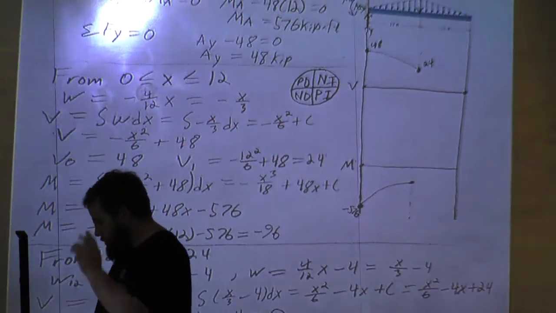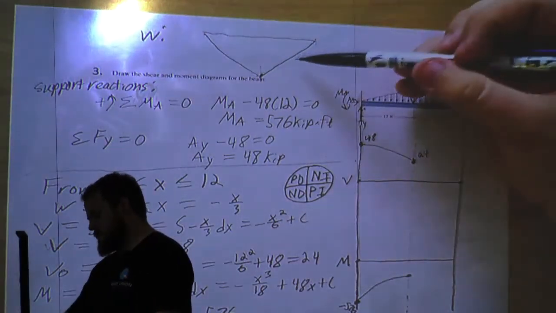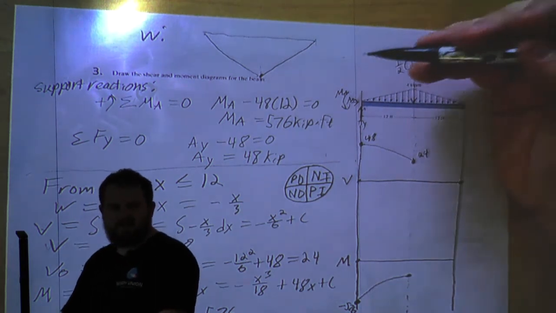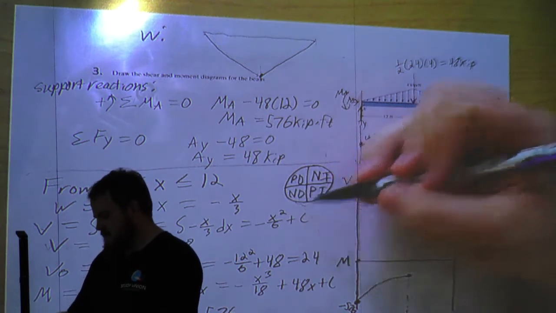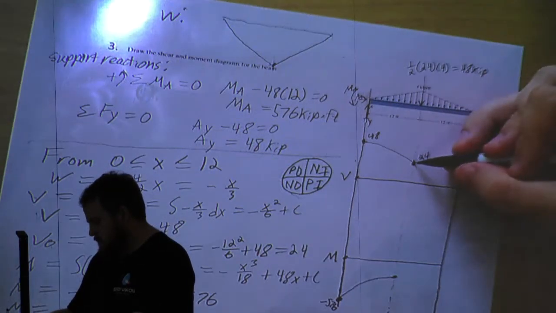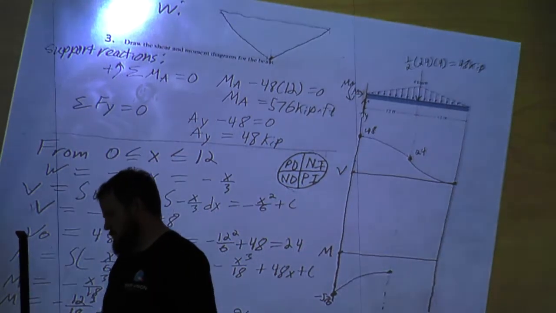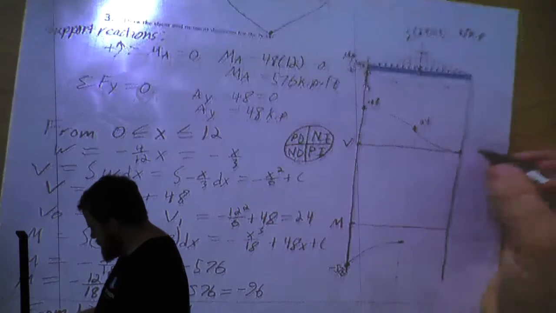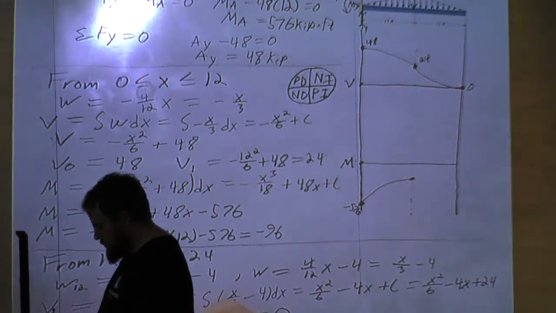Now let's think about what this slope should be. So this is negative, but it's becoming decreasingly negative, right? So it's going to look like that. Does that make sense? Okay. That's at 0.